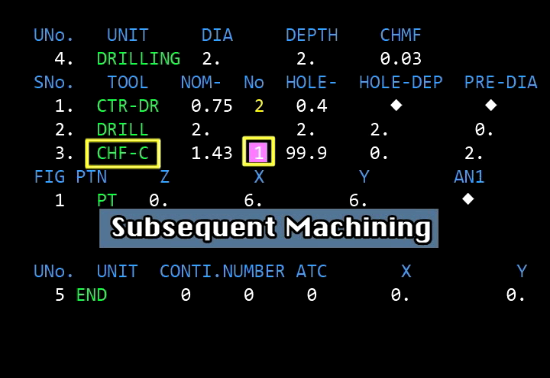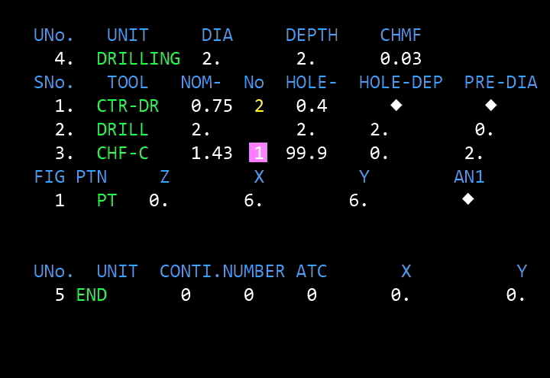Priority numbers for tools assigned to subsequent machining appear in a colored box. Subsequent machining operations are executed in numerical order only after all machining operations have been completed at the other two levels. Examples of subsequent machining include reaming, tapping, or as you see in this example, chamfering.